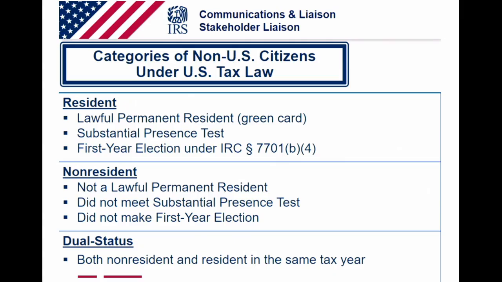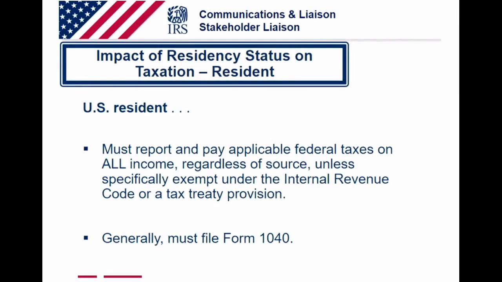So now that we've defined a resident, it's easy to define a non-resident. A non-resident is an individual who is not a U.S. citizen, is not a lawful permanent resident, aka green card holder, or did not meet the substantial presence test, and did not make a first-year election under IRC Section 7701(b)(4). Now for the third category listed here, a dual status individual is one who is both a non-resident and a resident for U.S. tax purposes in the same tax year.